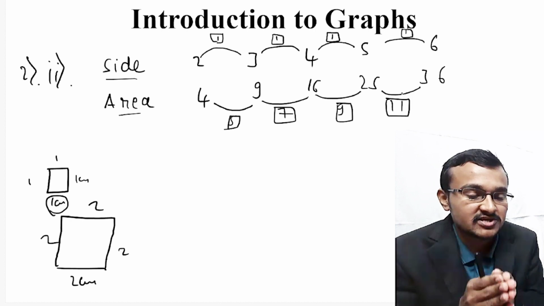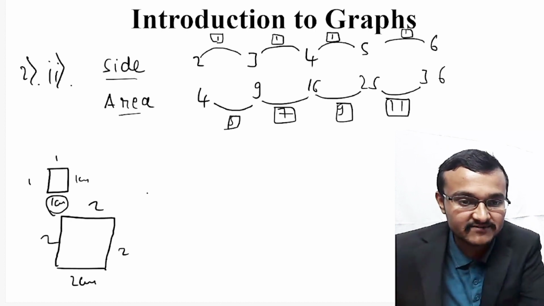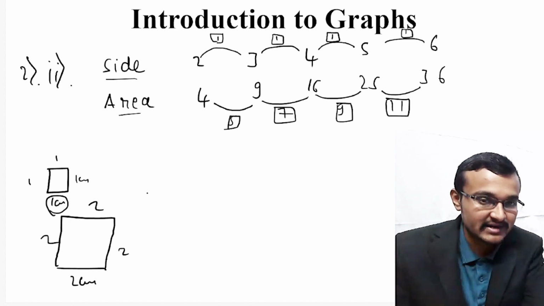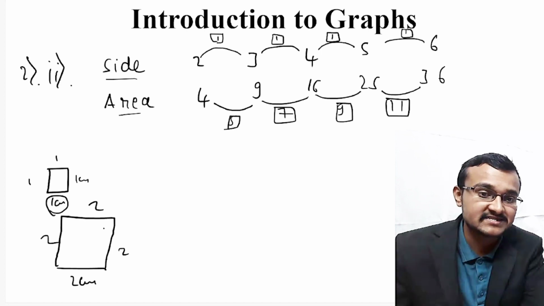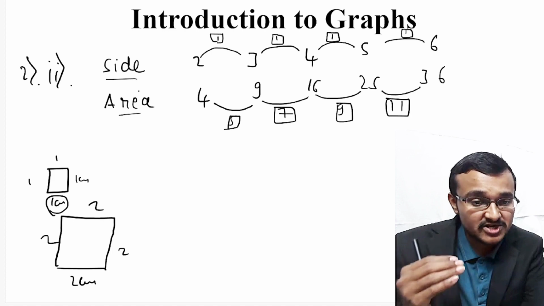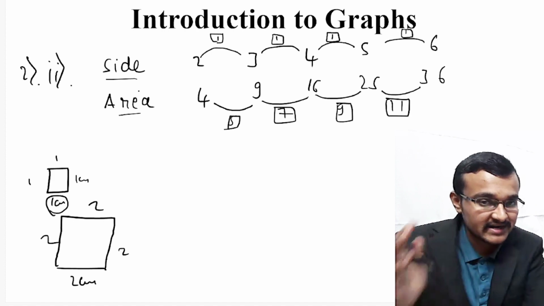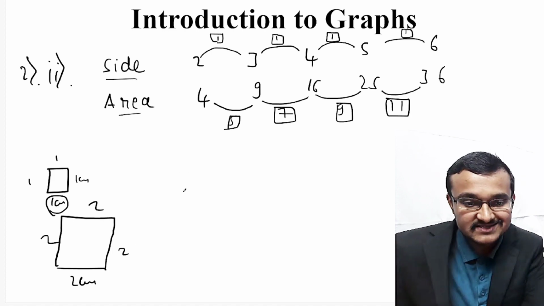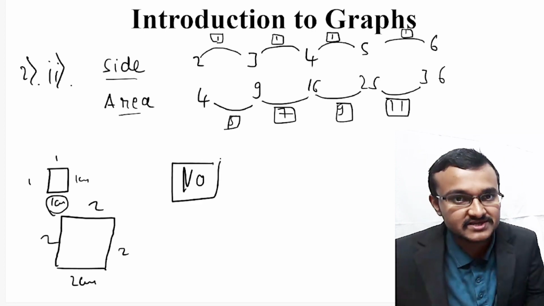So this graph is not a linear graph. Area is not linearly dependent on side. Yes, of course, area is directly proportional with side, but not linearly dependent. So this area is not linearly dependent on side. Hence, this is not a linear graph. So the answer will be no for this second question.